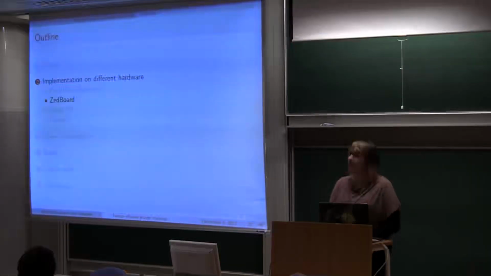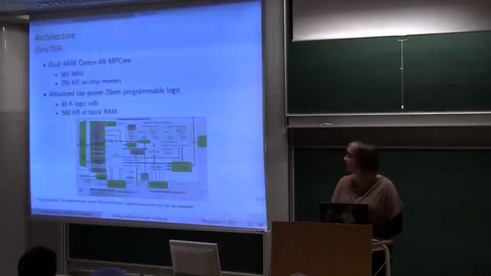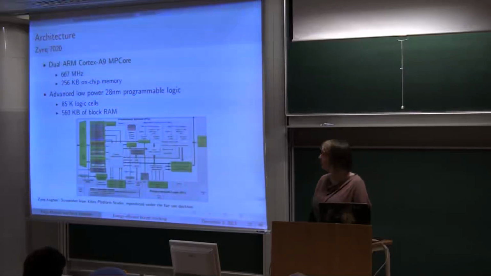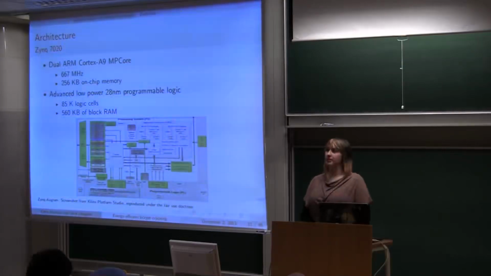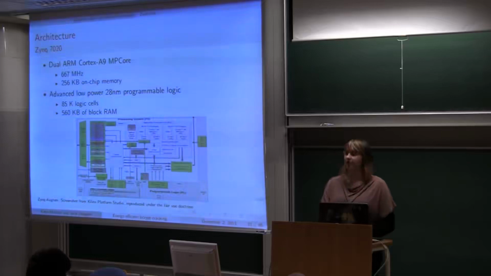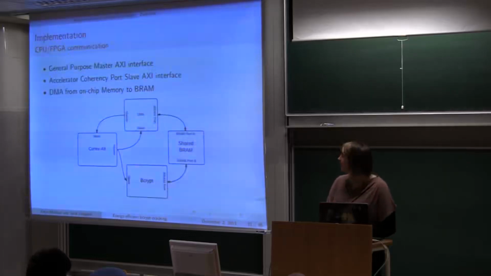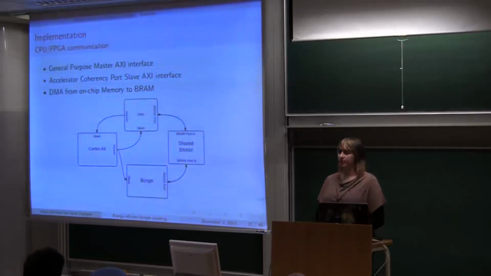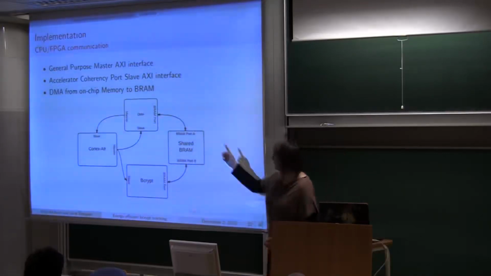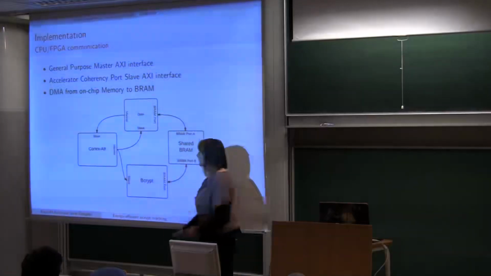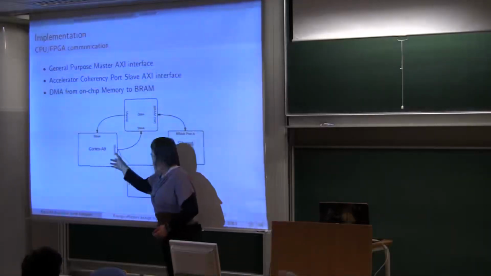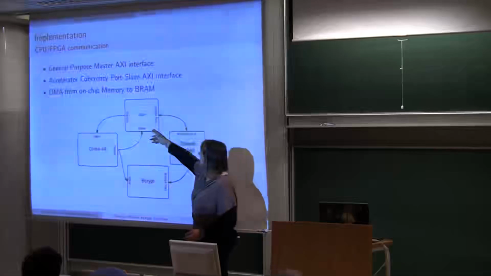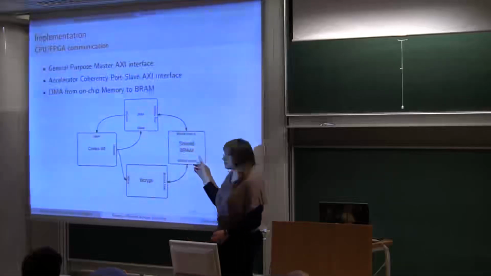The next platform we used is Zedboard with its dual ARM Cortex processor and FPGA fabric. This architecture is interesting mostly because of the FPGA fabric. So the first thing was to implement communication between FPGA and CPUs, which is done in the following way. We have a Cortex here with its slave and master port. We use DMA to get all the data into shared BRAM.